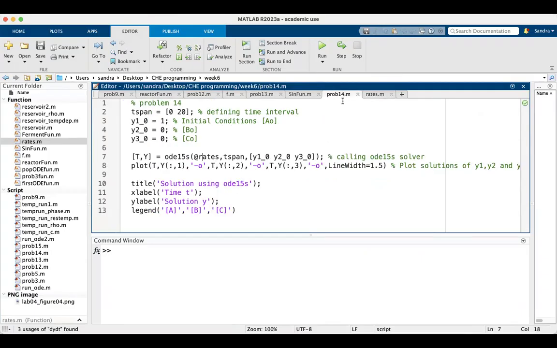Now going back to the problem. Now we have the t span from 0 to 20. The initial values are 1, 0, 0, given as a vector. Now you have to plot t.